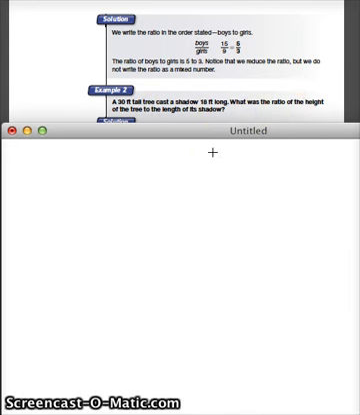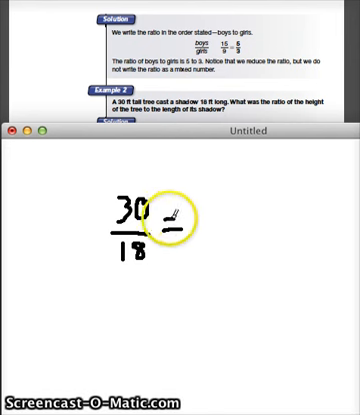It's important to look for what they're asking for first. In the ratio they're saying the height of the tree. Which one of these signifies the height? Well, it's how tall it is, so that's the 30. Over, and then the length is the shadow that it casts, so that would be the 18. So it's 30 over 18. We could reduce this. What's the number that goes into both?